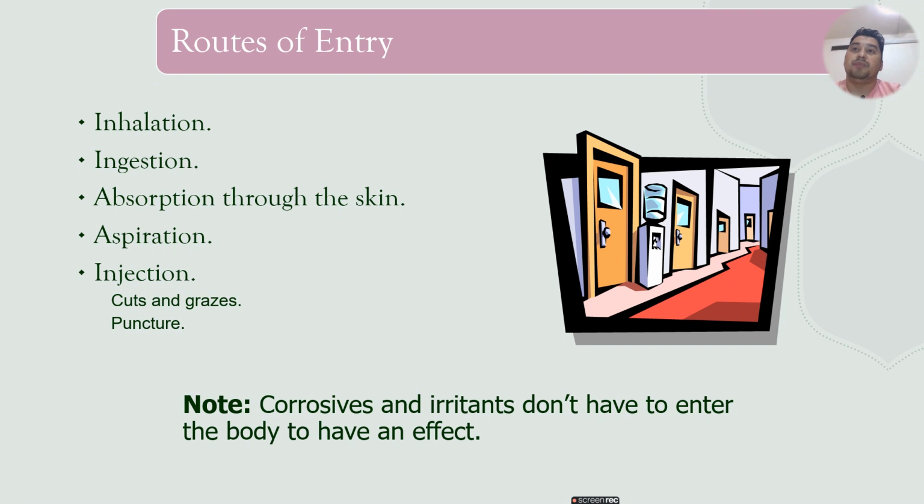Second, we have ingestion. Third, we have absorption through the skin. Whenever it comes into contact with the skin, our skin will absorb some part of the chemical or substances. Then we have aspiration. Then we have injection, cuts and gouges, puncture. Whenever you get any cut on your skin, any chemical will come into contact with that cut part, and that way a chemical or hazardous substance will enter our body.